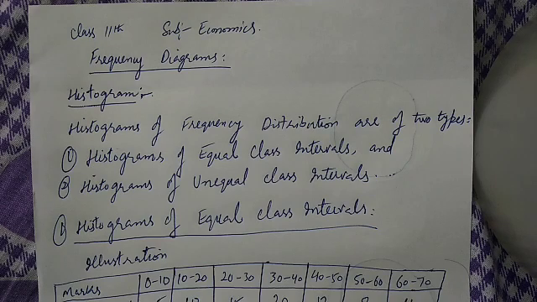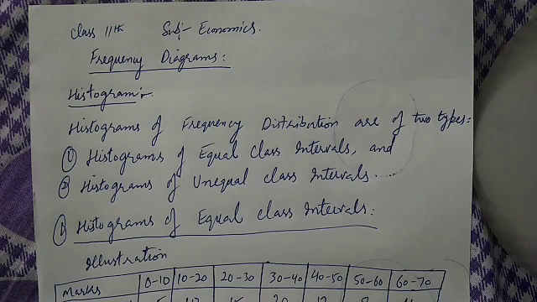If the data are in the form of an inclusive series, these are first converted into exclusive series. It may be noted that histograms are different from bar diagrams because these are two-dimensional diagrams. Both length and breadth of the rectangles are considered for the purpose of comparison. Bar diagrams are only one-dimensional, where only the length of the bar is considered for the purpose of comparison.